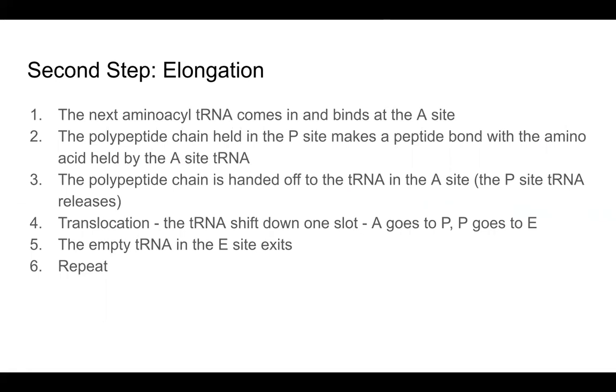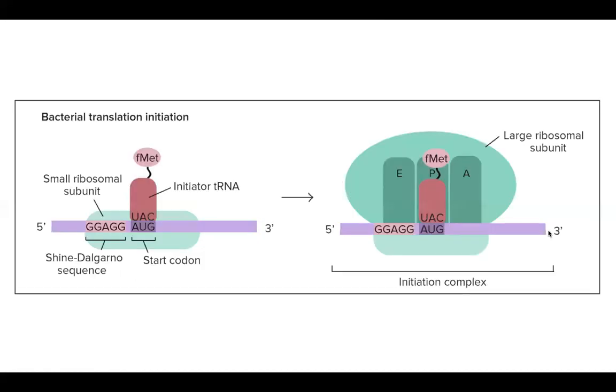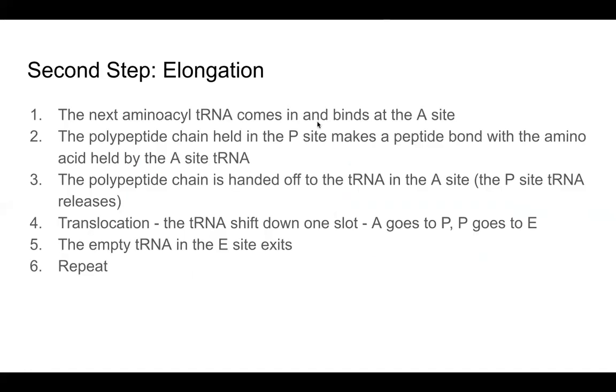All right, so next up is elongation. So we've started the process of translation. We had that formylmethionine. We have this whole thing right here, and now we need to add more amino acids to this to make a big long chain of amino acids. So the next tRNA comes in and binds at the A site, right? Based on the codon and anticodon pairing between the codon on the mRNA and the anticodon on the tRNA. That binding occurs at the A site.